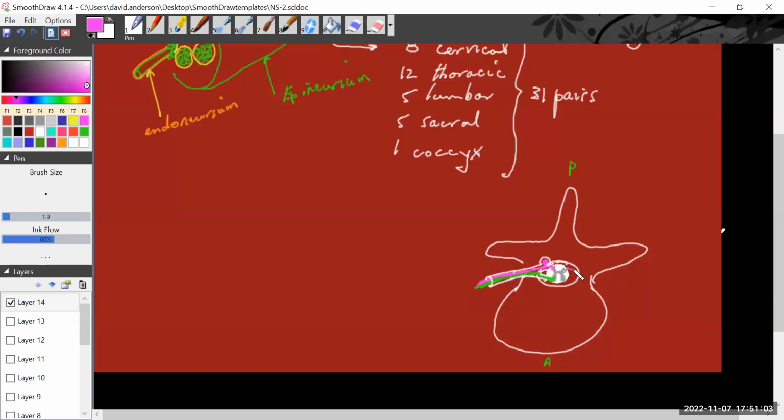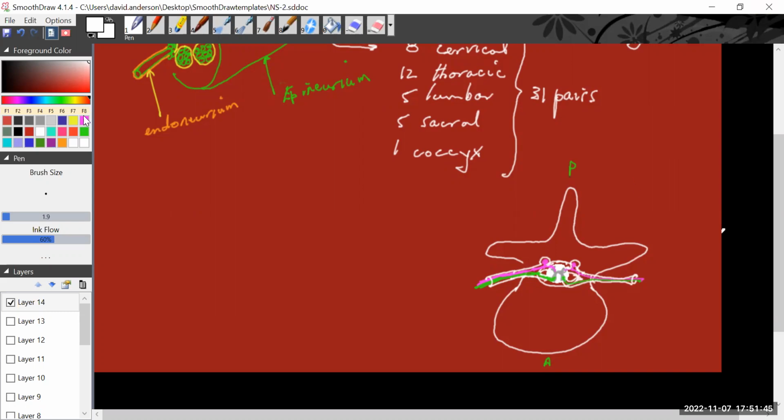So we have our sensory neuron bringing sensory into the spinal cord and the motor. So that's our spinal nerve. We get just beside the spinal cord, we split into a dorsal root and a ventral root. Ventral is motor, dorsal is sensory. So that's our pair of spinal nerves at one level.